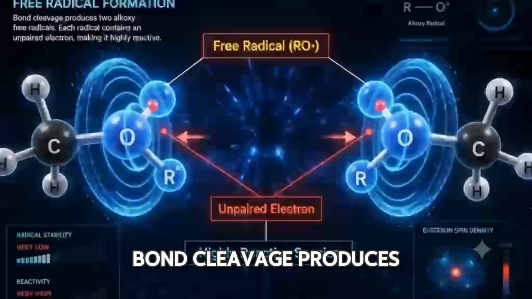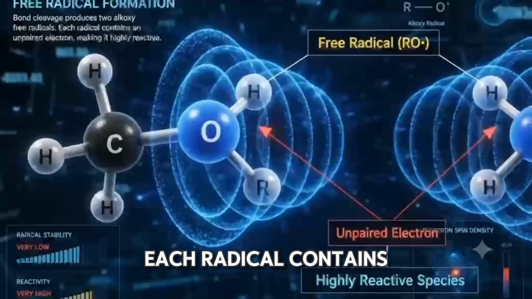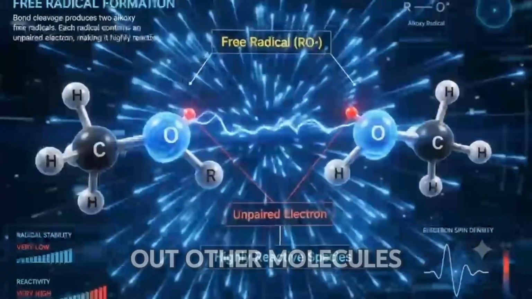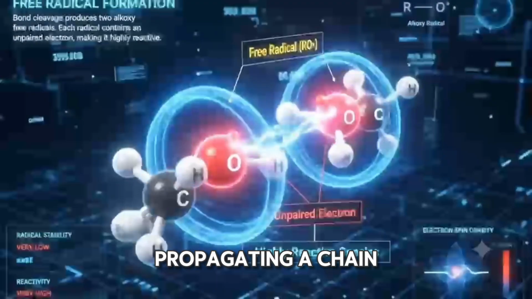Bond cleavage produces 2 alkyl free radicals. Each radical contains an unpaired electron, making it highly reactive. These species seek out other molecules to react with, propagating a chain reaction.